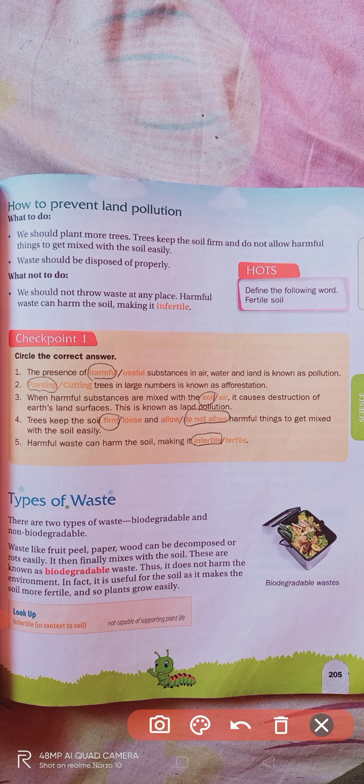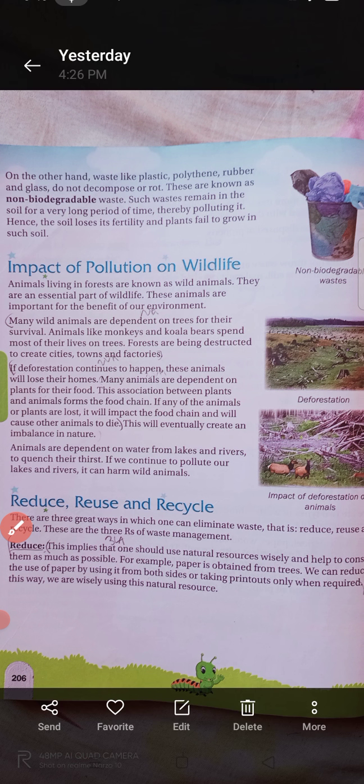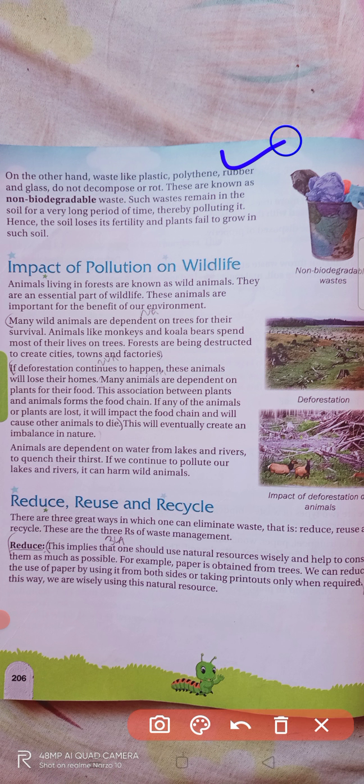And on the other hand, we have some other waste like plastics, polythene bags, rubber and glass that do not decompose or rot easily. This type of waste is known as non-biodegradable waste, and such wastes remain in the soil for a very long time. Thereby they pollute our environment. Hence the soil loses its fertility and plants fail to grow in such type of soil.